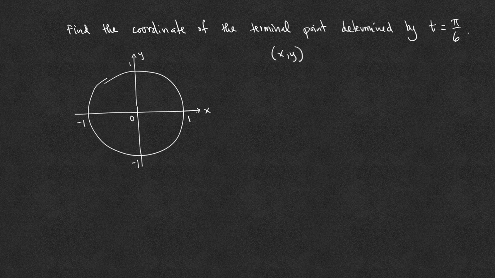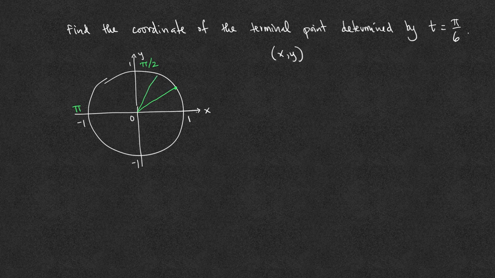First, we need to determine the distance around the unit circle that covers the number pi over 6. We know that the circumference of the circle is 2 pi r, so the circumference of the unit circle is 2 pi times 1, which is simply 2 pi. Half of the circumference is pi, and a quarter of the circumference is therefore pi over 2. And so pi over 6 is 1/3 of pi over 2.